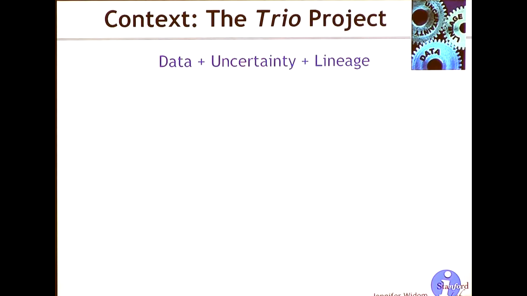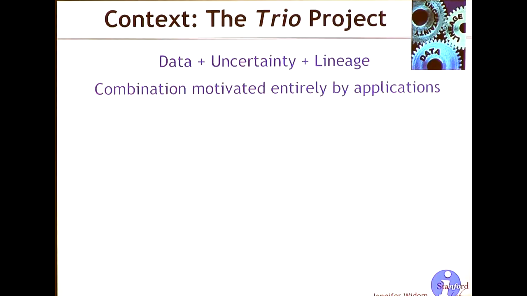Now, the context is that this work was done in a project that we called TRIO, and we called it TRIO because it was data plus uncertainty plus lineage. But the history is interesting. The combination of working on a system that had both lineage and uncertainty, and this doesn't quite fit my recipe, I'll have to say, was motivated purely by applications.